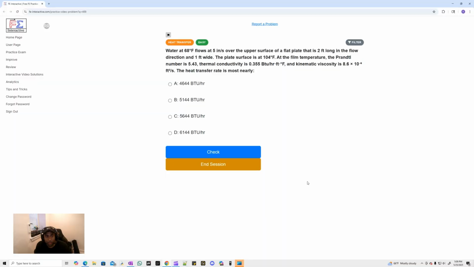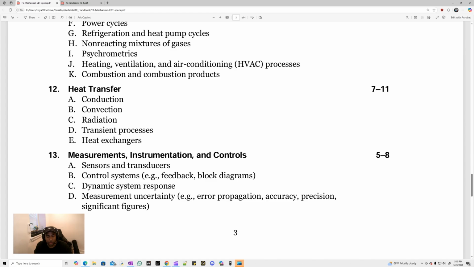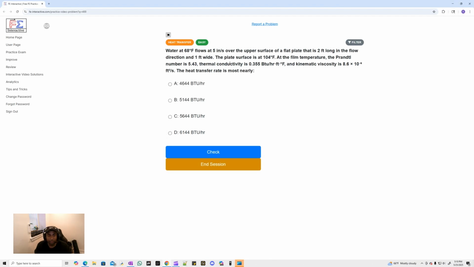Hi everyone. Today I want to solve this FE exam heat transfer problem for you. We're going to solve it step by step and really focus on the fundamentals of this problem, which is closely related to the idea of external flow. External flow is coupled with the idea of convection, which is subsection B under the subject heat transfer, and this is the FE mechanical specification I'm showing here.